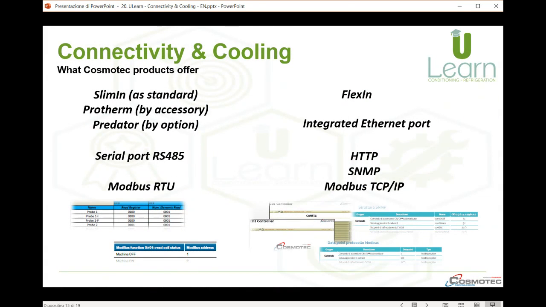Which type of remote monitoring does our unit allow? Modbus RTU communication by RS485 serial port for the air conditioners Slim-In, ProTherm, and Predator. The Slim-In air conditioner has a serial port RS485 as standard. For ProTherm units, the serial port is available as an accessory. Instead, for Predator, it can be added as an option. Definitely, the Flexin range has the best features for remote monitoring. It has an integrated Ethernet port that allows the connection with the main protocols: HTTP, SNMP, and TCP/IP.